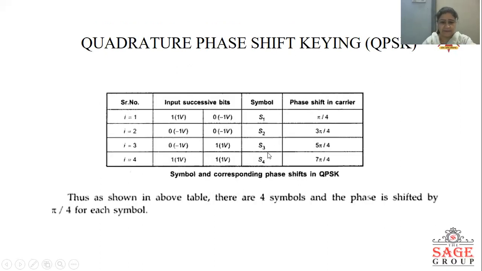Now here we can see when the two bits are 1 and 0, then with respect to the standard direction, the phase shift is pi by 4. Then when it is 0, 0, it is 3 pi by 4. When 0 and 1, it is 5 pi by 4. And when it is 1 and 1, it is 7 pi by 4.